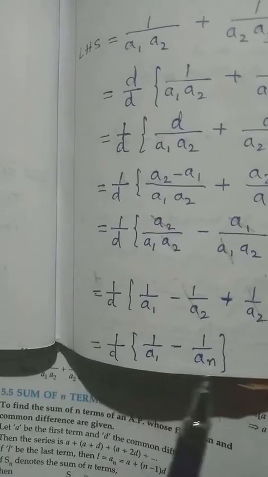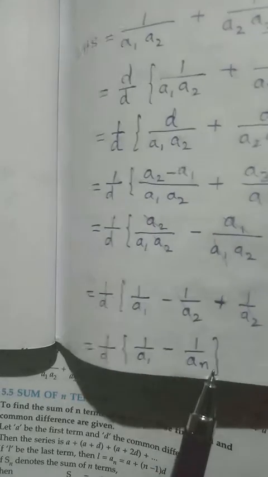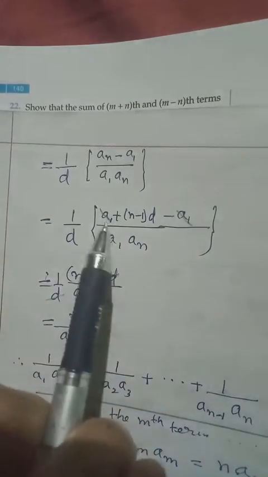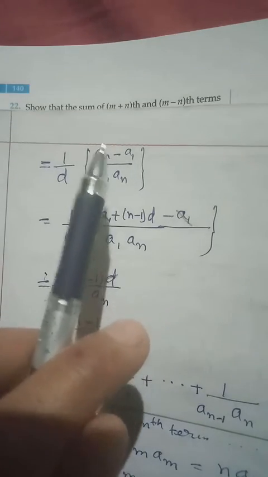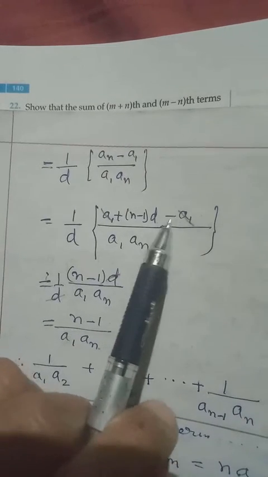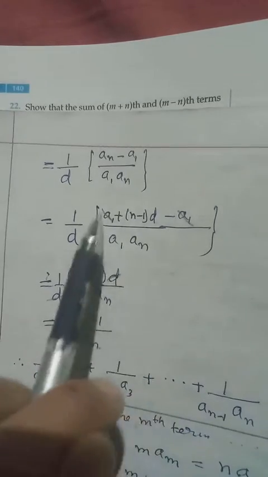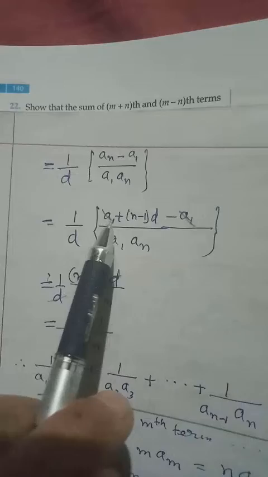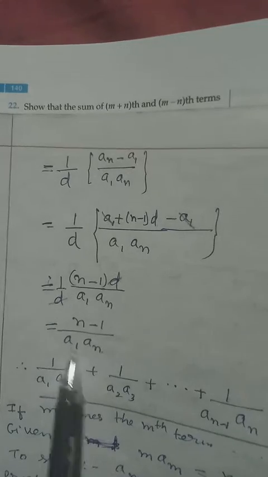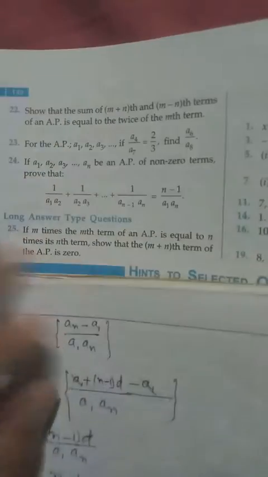So let's take the LCM again. Taking LCM, a1 and an are different, so it will be a1 an, and the numerator will be an minus a1. Then for an we can apply the general formula, because we don't want an here, we want n according to the right hand side. So we use the general formula a1 plus (n minus 1) d, minus a1. The a1 minus a1 we can cancel, then d and d we can cancel. So we are left with (n minus 1) by a1 an, which is what the question wants us to prove.